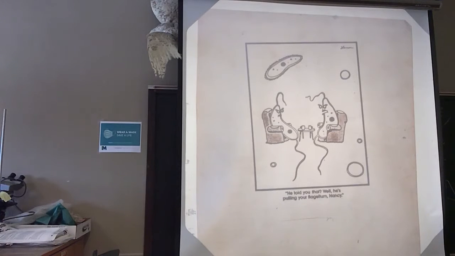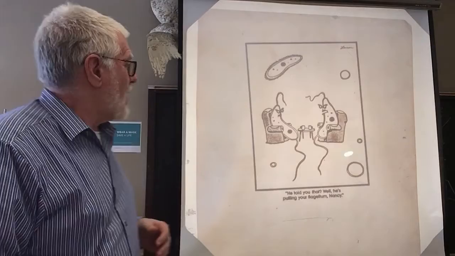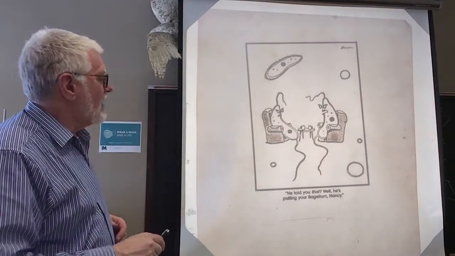So we're going to talk about projection structures. Structures that are contained in projections of the cell membrane. Here you've got flagella and cilia.